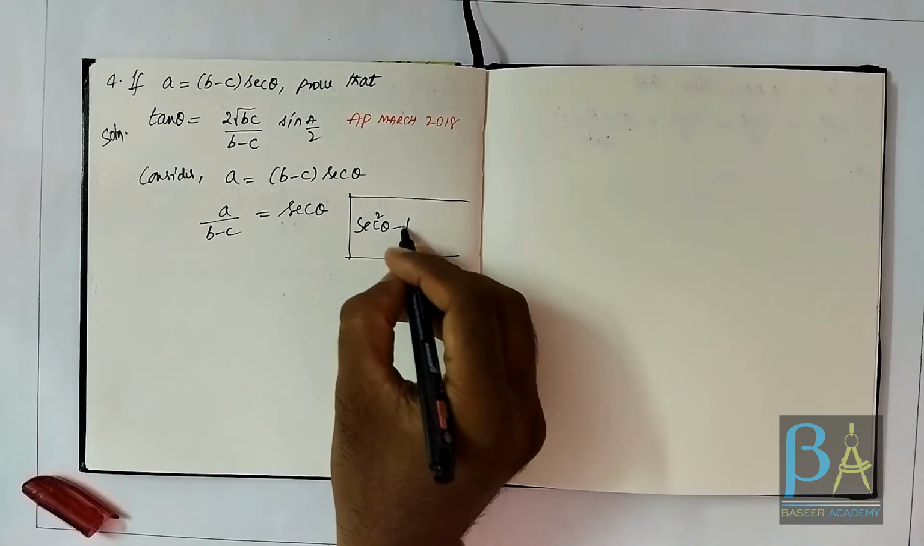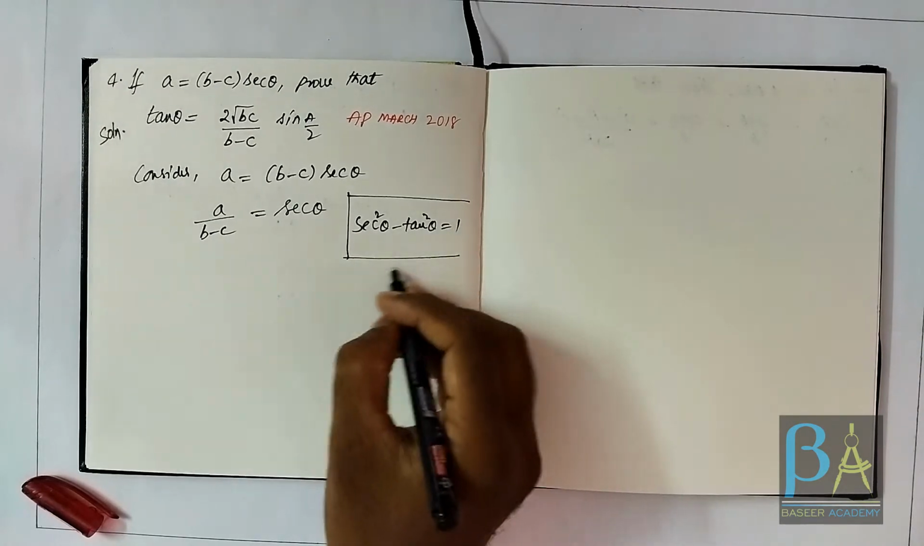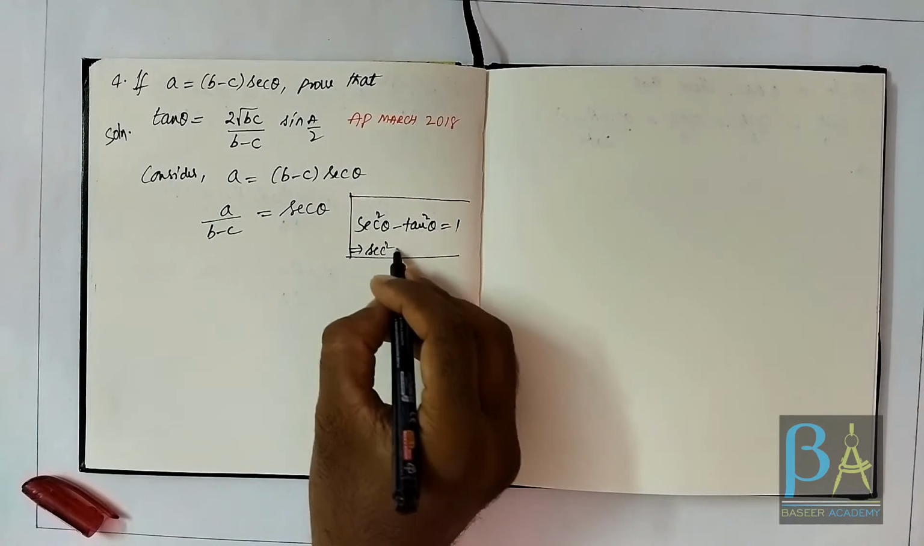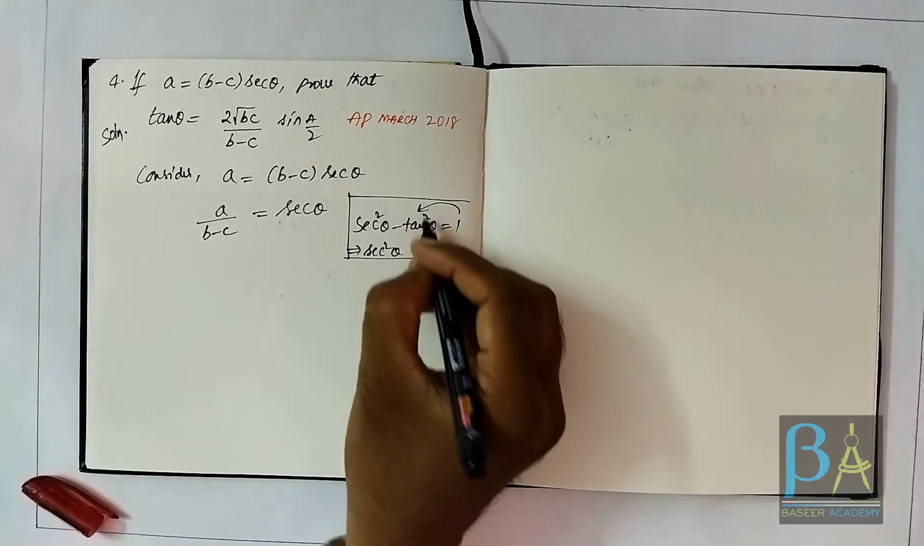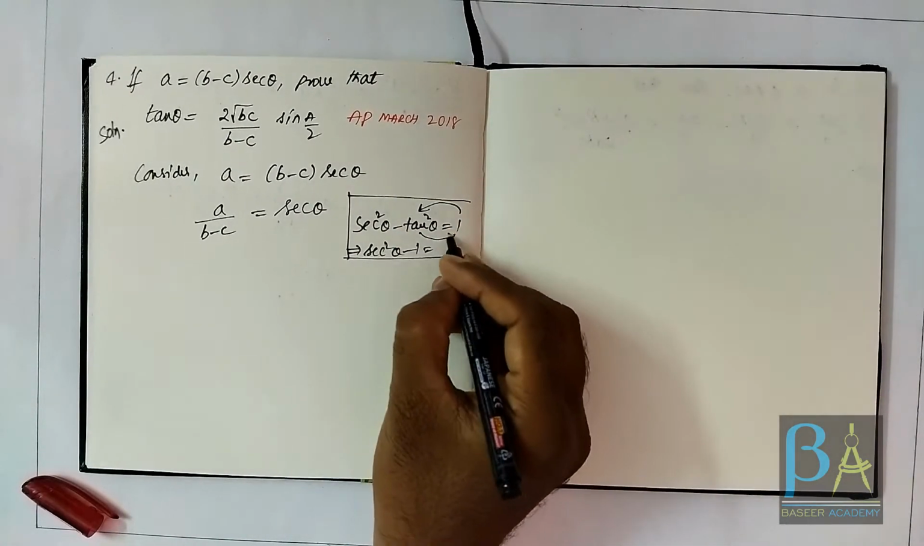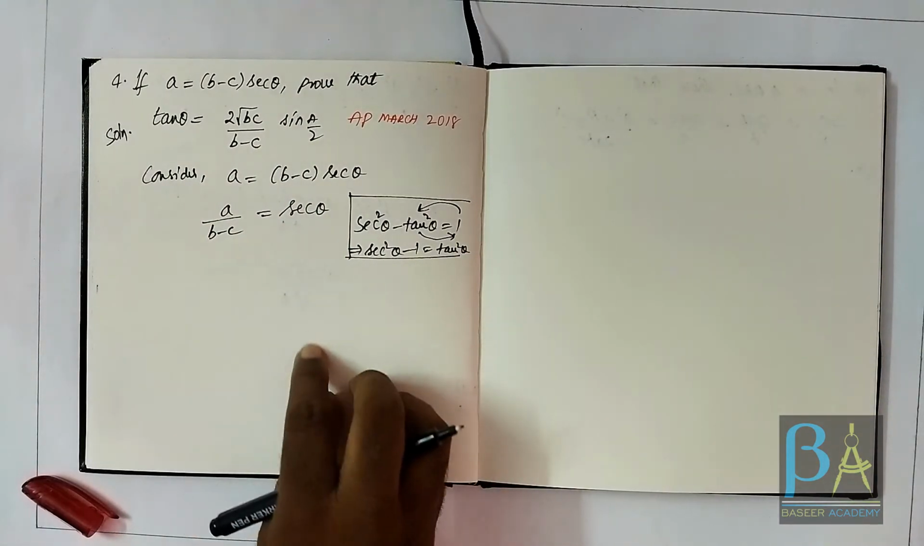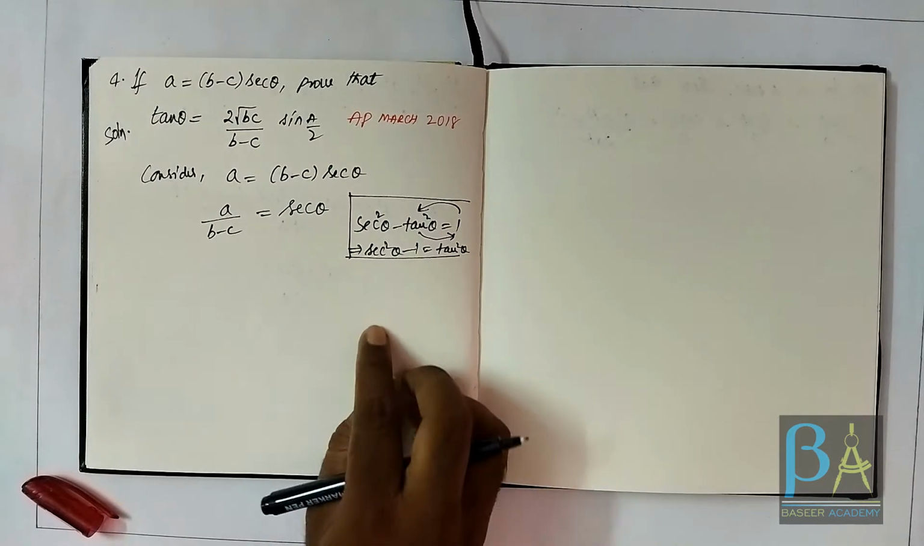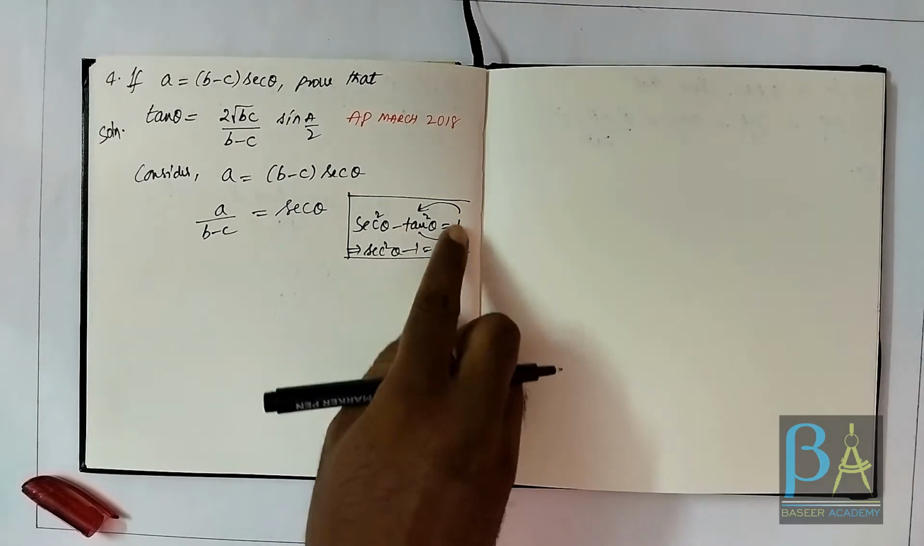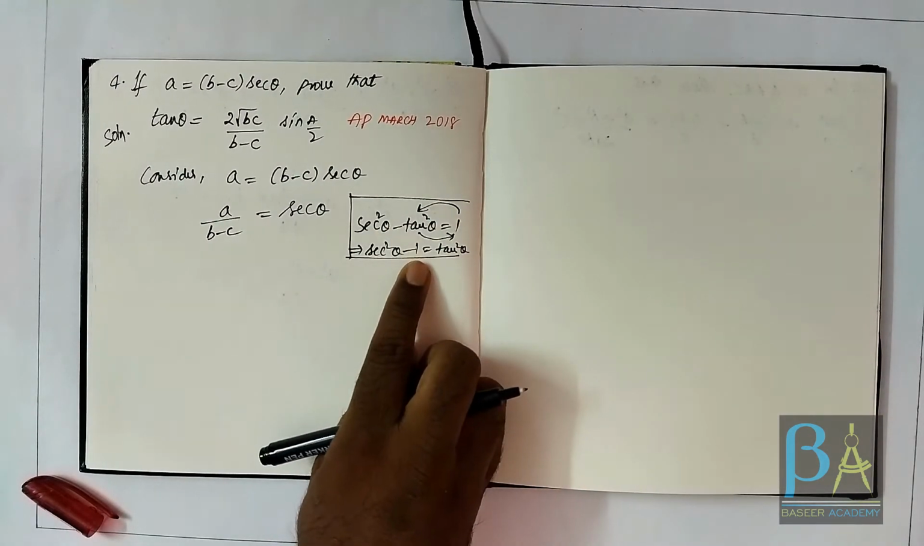Secant square theta minus tan square theta is 1. So obviously from this, secant square theta minus 1 is going to be tan square theta, isn't it? So tan square theta is going to be secant square theta minus 1, isn't it?